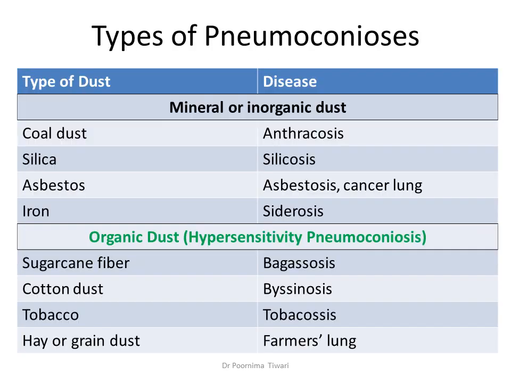This table gives the pneumoconiosis caused by various types of dust. Coal dust, the pneumoconiosis is known as anthracosis; silica, silicosis; asbestos, asbestosis. It can also lead to some cancer of the lung. Iron, siderosis. Then organic dust. The reaction is mostly hypersensitivity to the organic dust by the lung tissue. Sugarcane fiber exposure, bagassosis; cotton dust, byssinosis; hay or grain dust leads to farmer's lung.